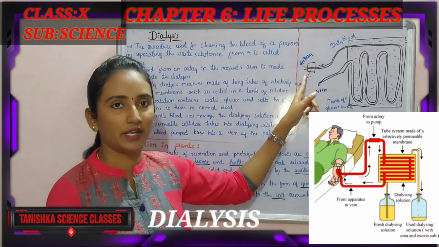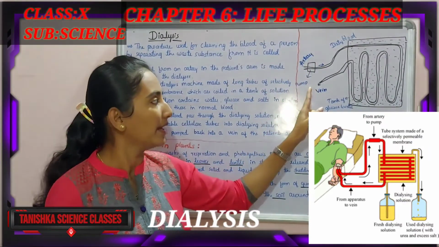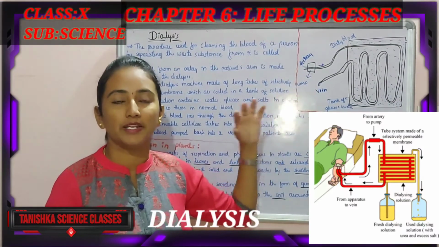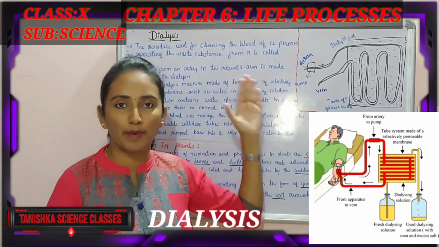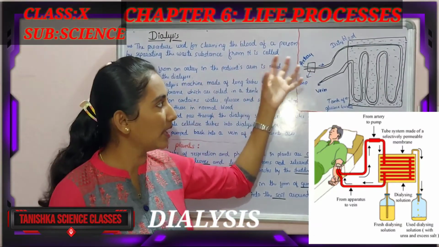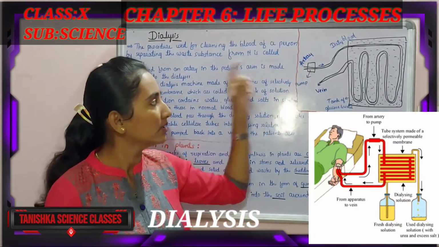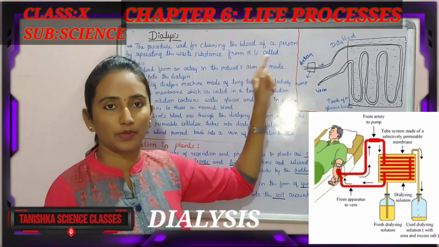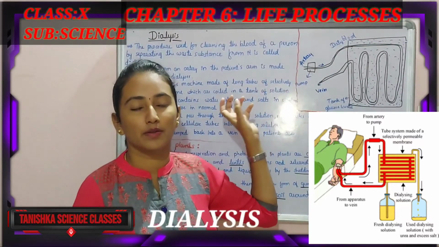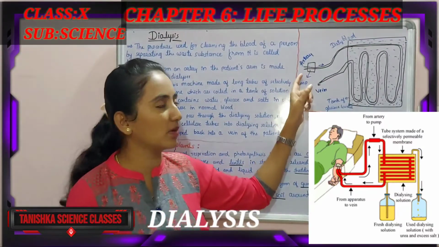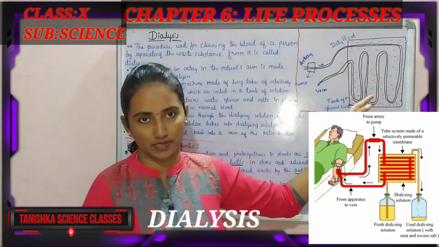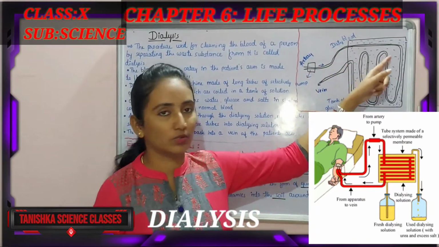One end will be connected to an artery of the human and the other end will be connected to a vein. You know the function of the artery: it collects the impure blood from all parts of the body. That tube will be inserted into the artery, which helps to take the blood out from the artery, and that blood will be transferred to the dialyzer through that tube.